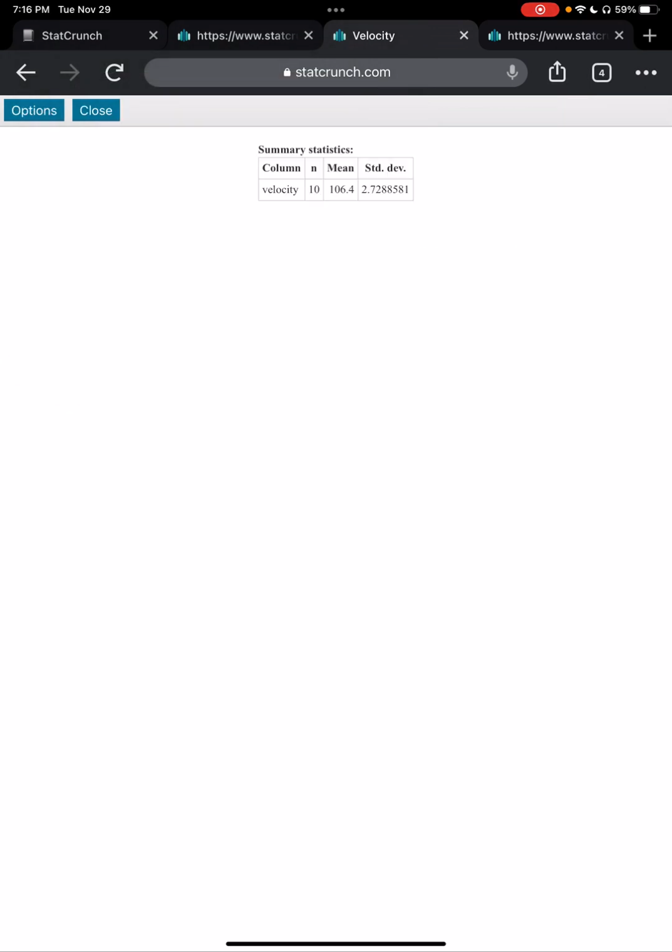Alrighty, and I can tell it to compute. So what I see is that the mean is 106.4, and the standard deviation is 2.7289 with a sample size of 10.